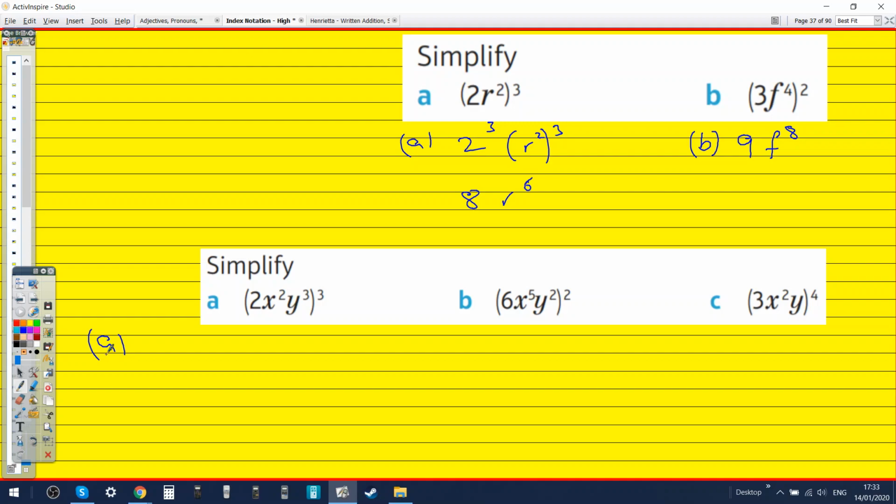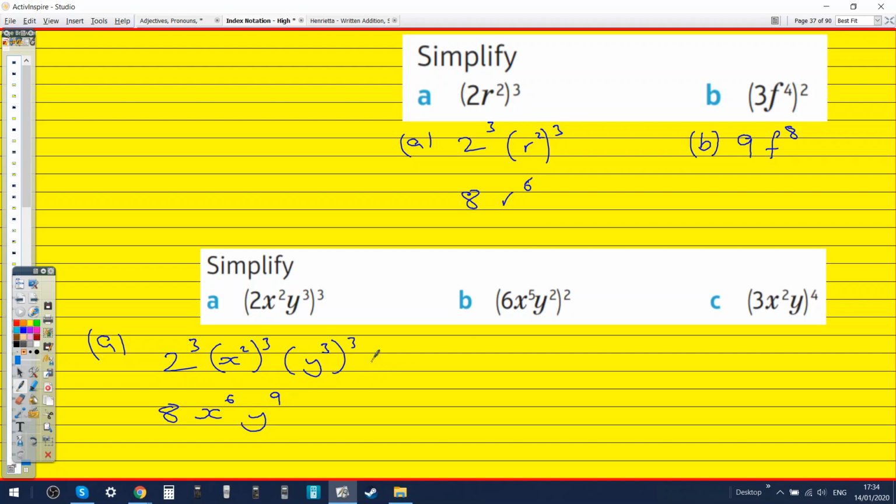Is it just 4? That would be 2 squared. This is 2 cubed. 8. So it's 8, and then x2. So they're all to the power of 3. Right. So then it is x6 and y9. That's it.